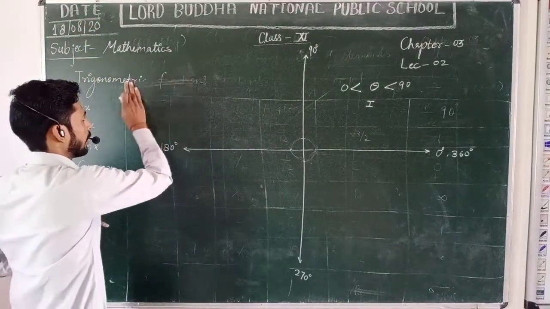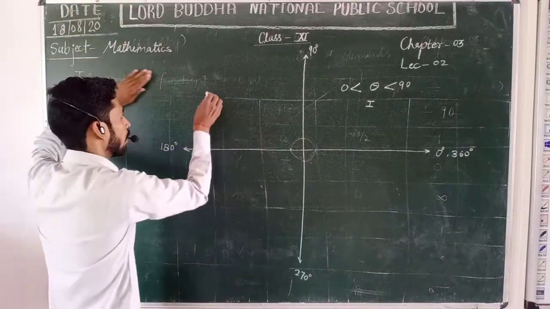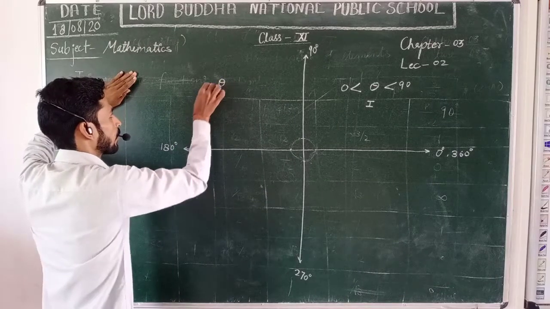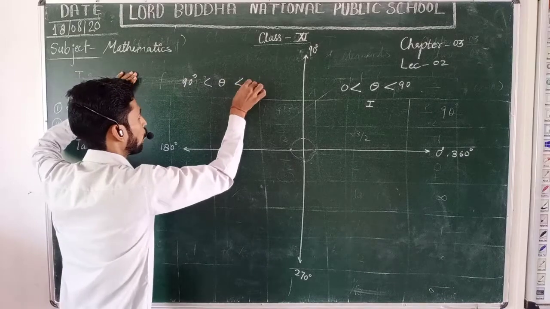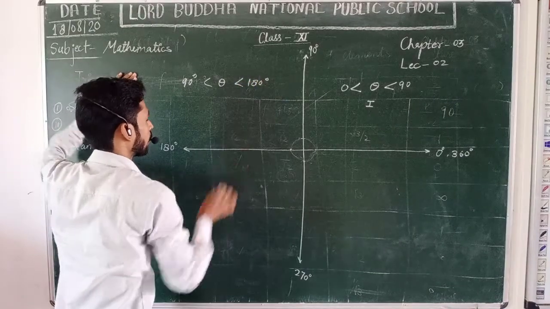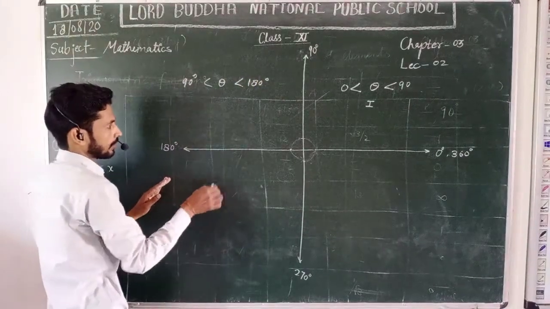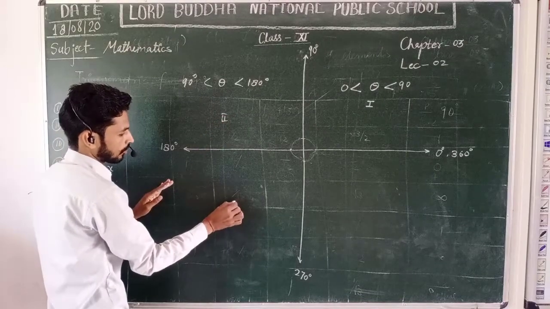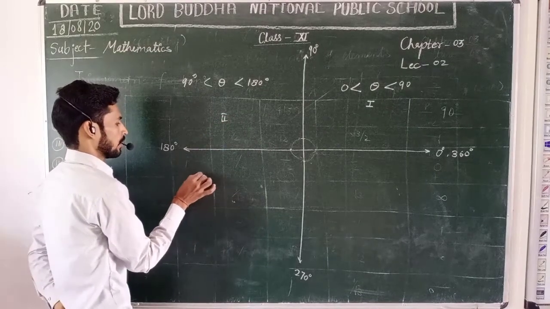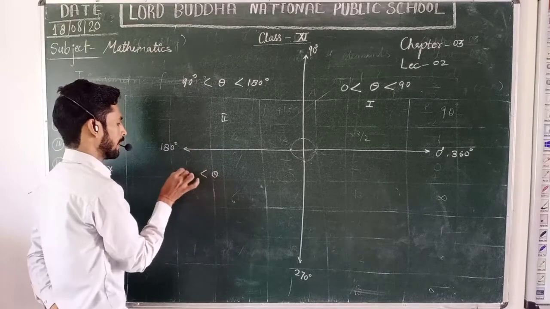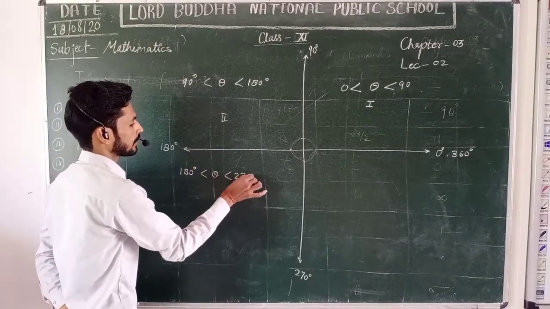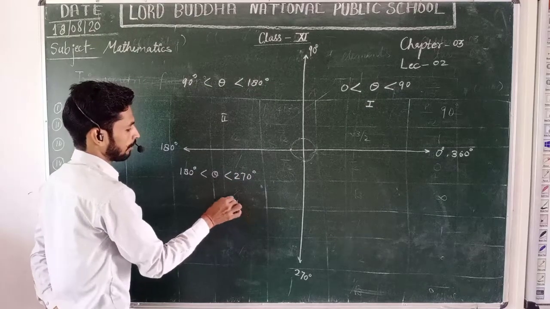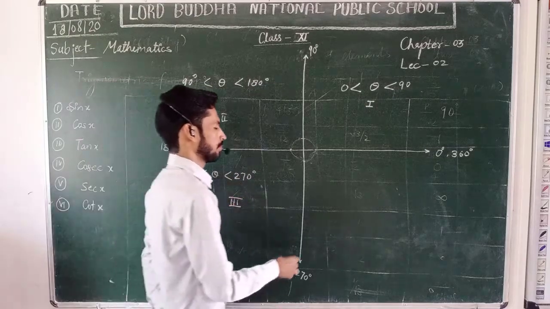In the second quadrant, the value of the angle will be greater than 90 degrees but less than 180 degrees. In the third quadrant, the value of the angle will be greater than 180 degrees but less than 270 degrees.